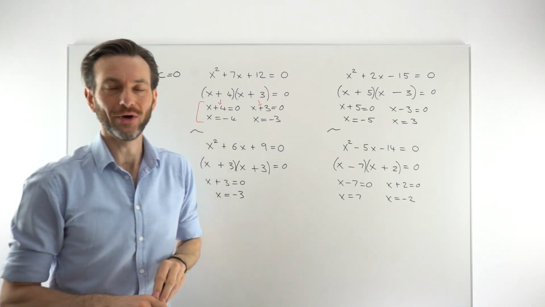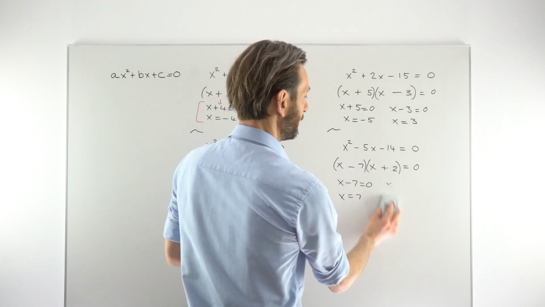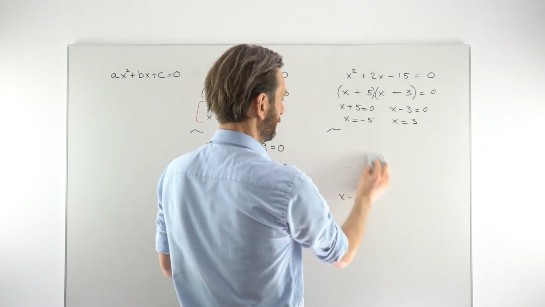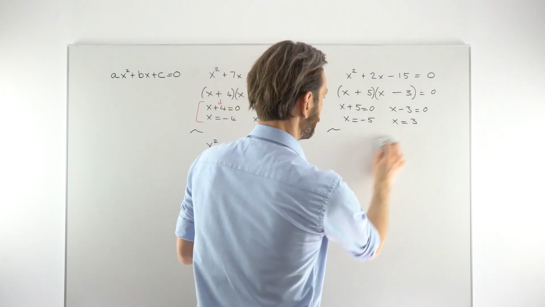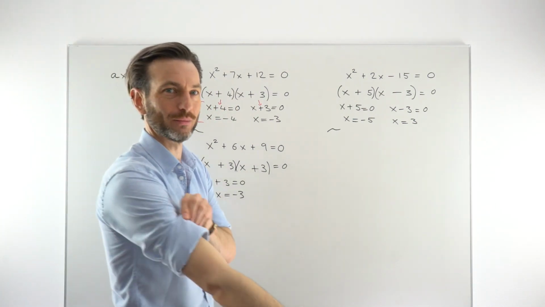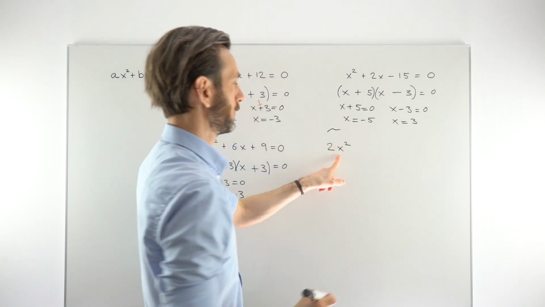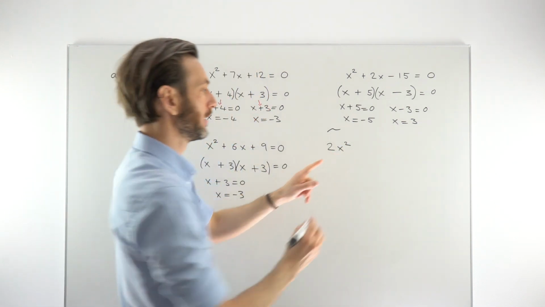Trinomials are not easy to factorize, so definitely spend some time working on these. They come up in a whole bunch of areas of mathematics. They come up in pre-calculus and calculus courses, so you'll never get away from these, I'm afraid. We're going to do one more example. So let's try one where the coefficient of the x squared term is a higher number.